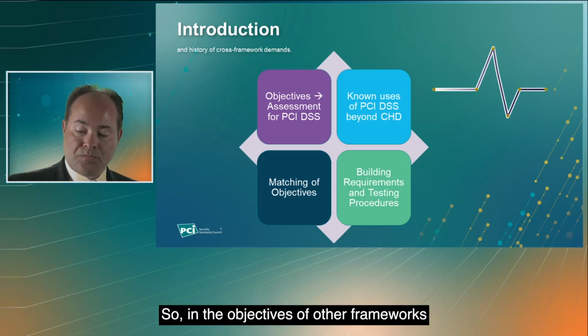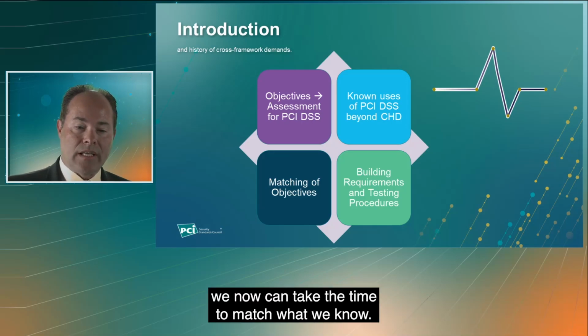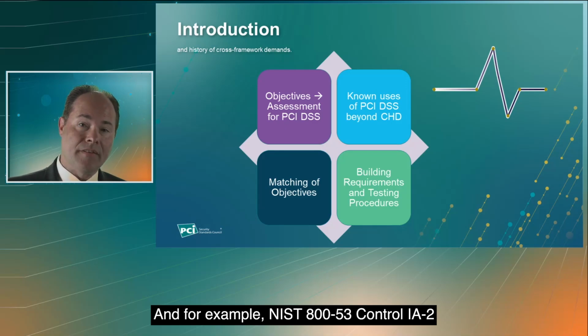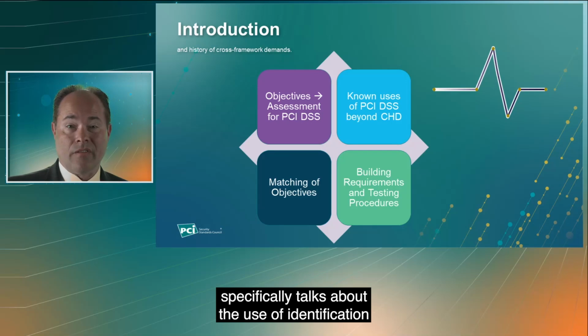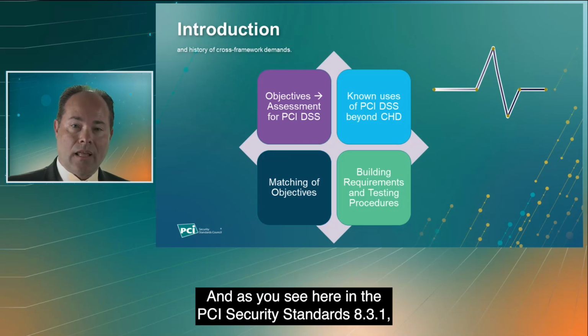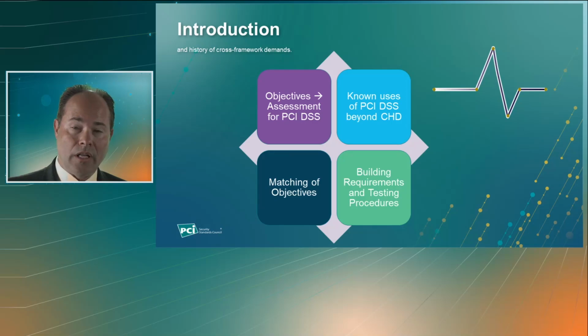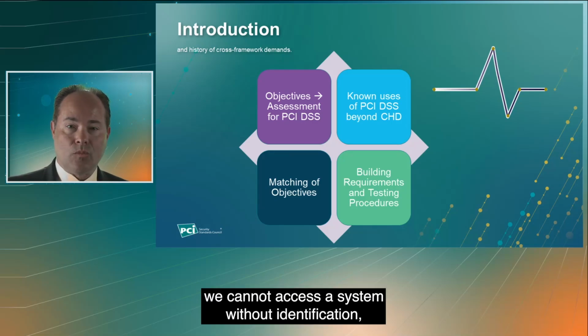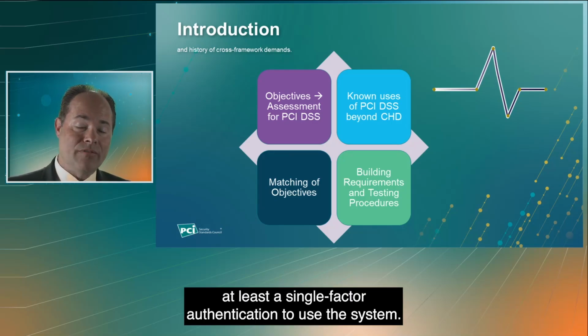So in the objectives of other frameworks, we now can take the time to match what we know. And for example, NIST 853 Control IA2 specifically talks about the use of identification and authentication prior to use of the control. And as you see here in the PCI Security Standards 8.3.1, we cannot access a system without identification, at least a single factor authentication to use the system.